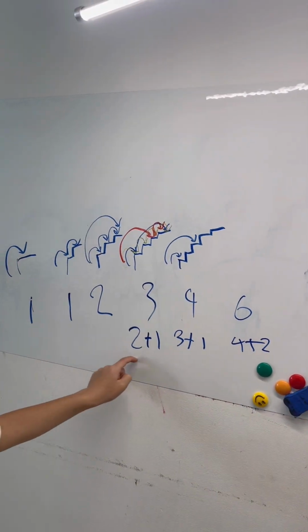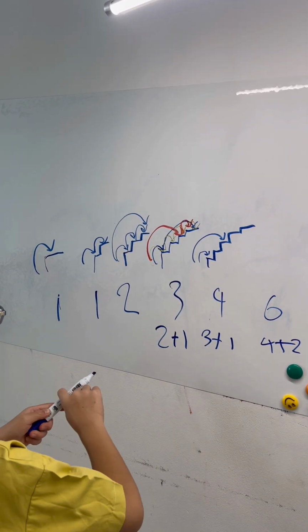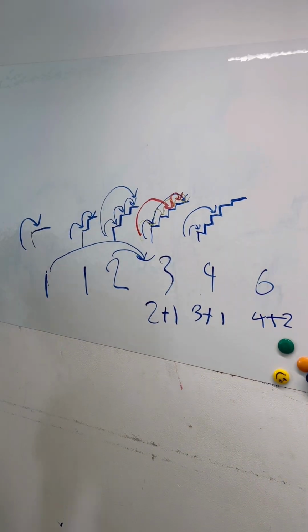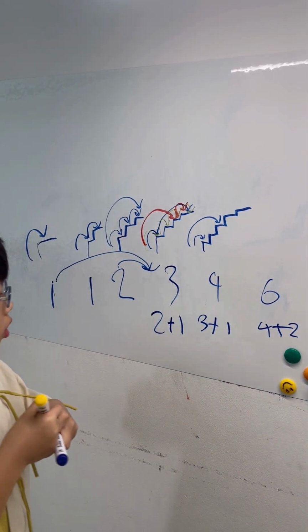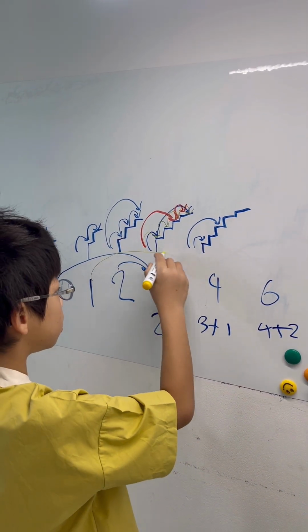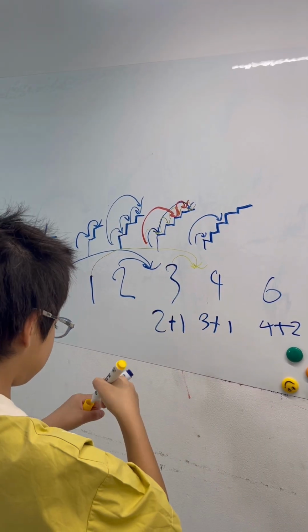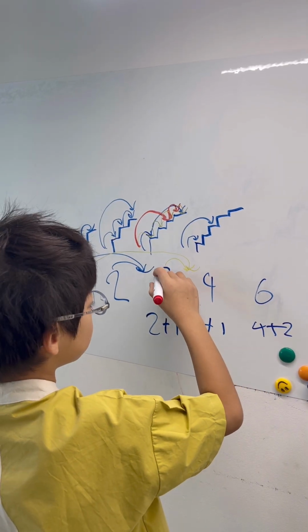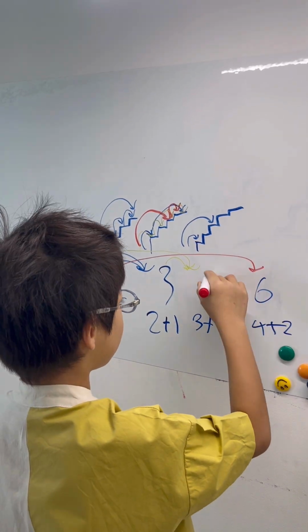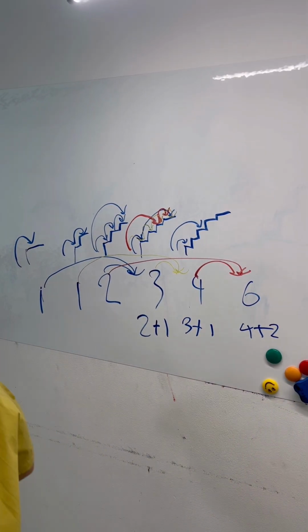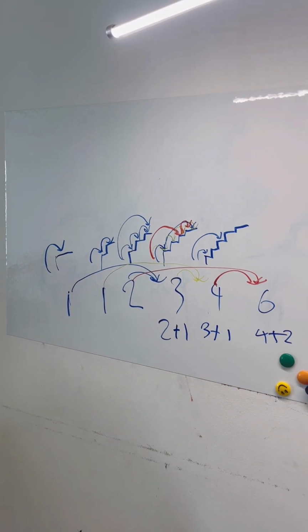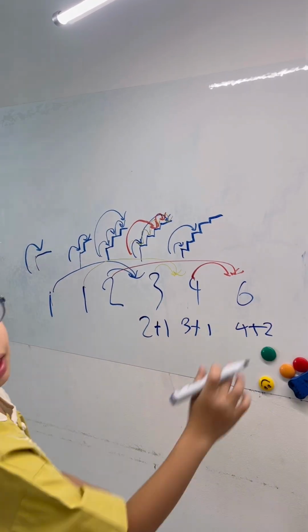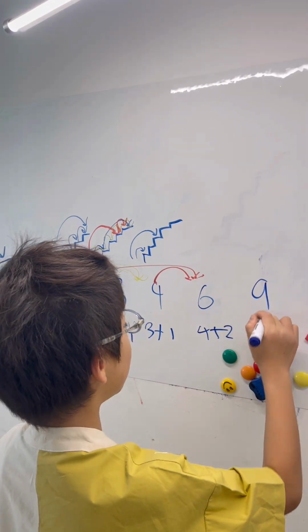Have we found a pattern in these? Because 3, see, this is for 3. This is for 4. It's this and this. Then for 6, it will be this and this. So basically the next one would be 3 and 6, which will be 9.